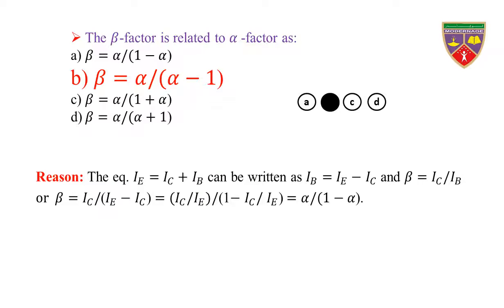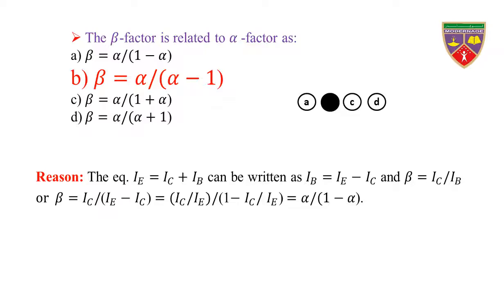Reason: the equation IE is equal to IC plus IB can be written as IB is equal to IE minus IC, and beta is equal to IC divided by IB can be written as beta is equal to IC divided by IE minus IC. Now dividing the numerator as well as the denominator by IE.